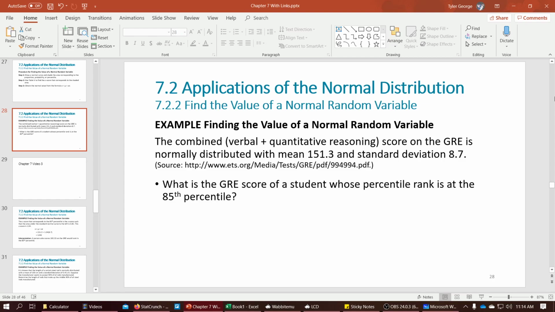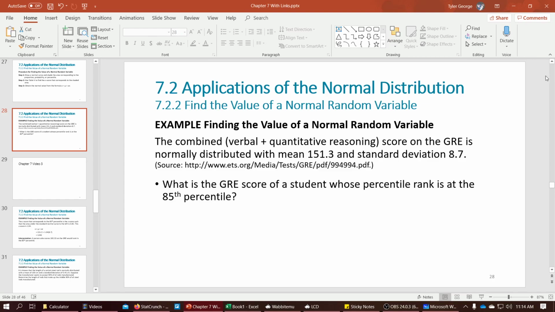So here we have an example. The combined verbal and quantitative reasoning score of the GRE is normally distributed with mean 151.3 and standard deviation 8.7. We are asked, what is the GRE score? So we're not asked a probability or likeliness. What is the score of a student whose percentile rank is at the 85th percentile?